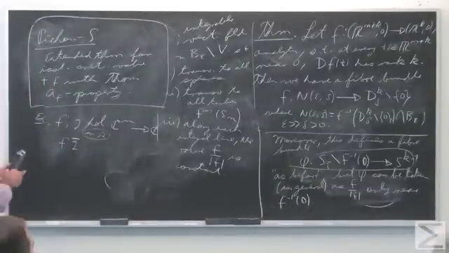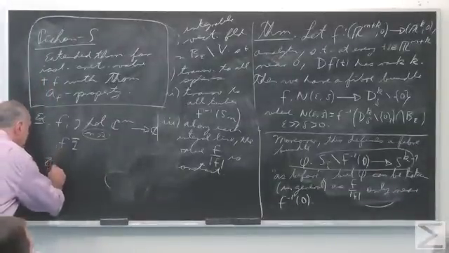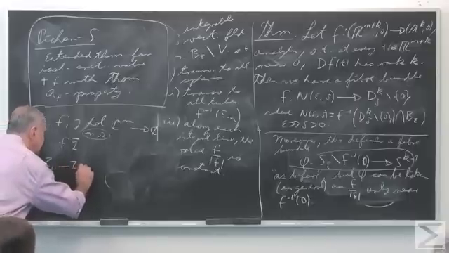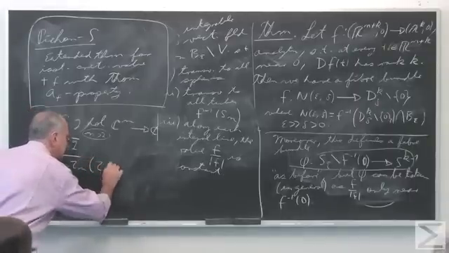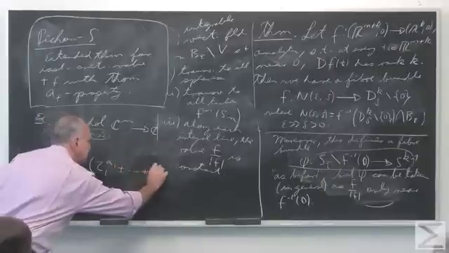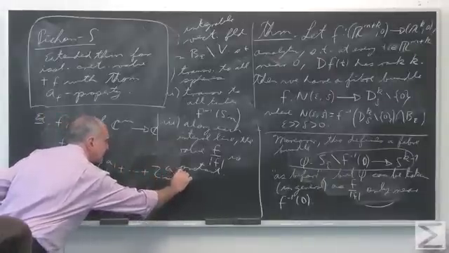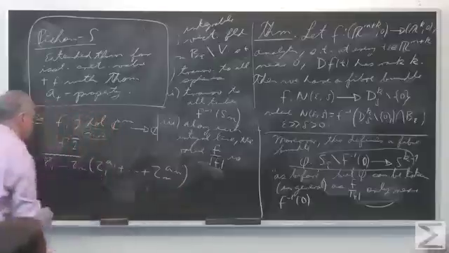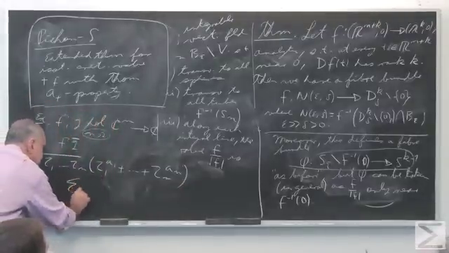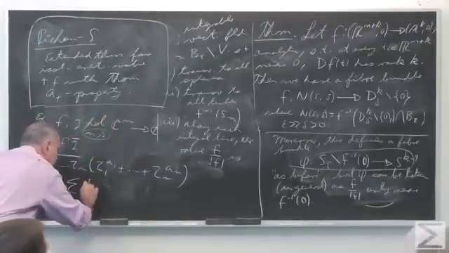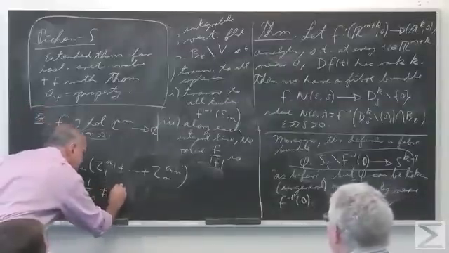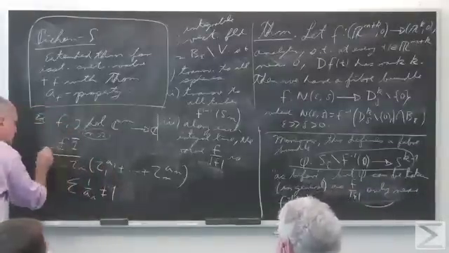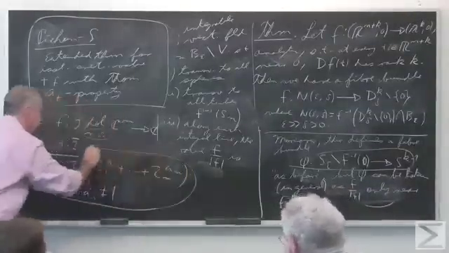OK, so for example, take polynomials Z1 to Zn bar times a Fan-Briscoe polynomial, z1 to the a1 plus ... plus zn to the an, such that the sum of 1 over ai is not 1. Then these all have isolated critical value.